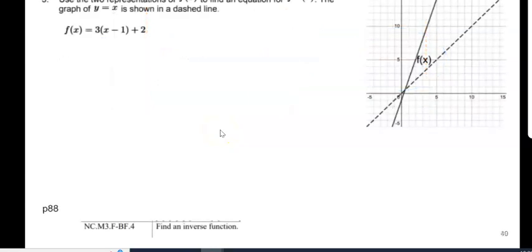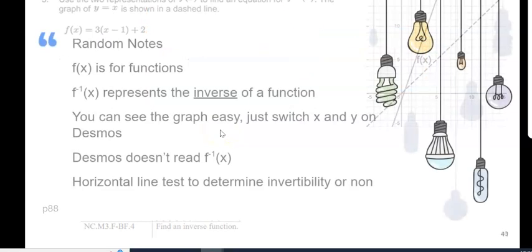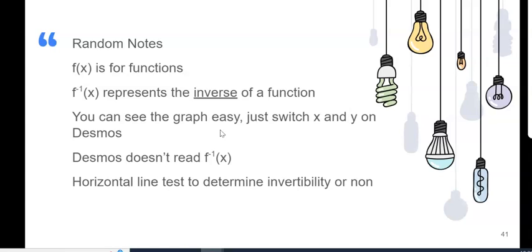Let's see what else I have in my slides. So a potential example we could do, some random notes about graphs of inverses. You already know that f of x is for functions, mainly your original function, and the -1 represents inverses. -1 is not something that is recognized on Desmos in that case. You wouldn't type it in this way on Desmos. I'm going to show you this in a second. Desmos, oh, that's what I was just saying, boom. The horizontal line test to determine invertibility or no is something I already mentioned.